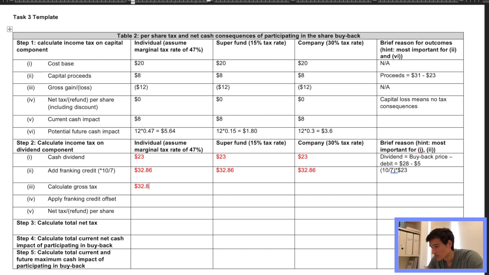Gross tax. So we're using the franking credit times the marginal rate. Sorry, that's 0.47, and then that's 0.15. So I confused the percentages, but I believe that number's right. Okay, 4.93 and 0.3 is 9.86. All right.